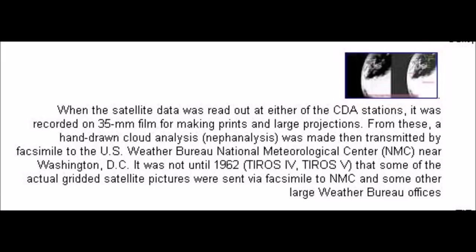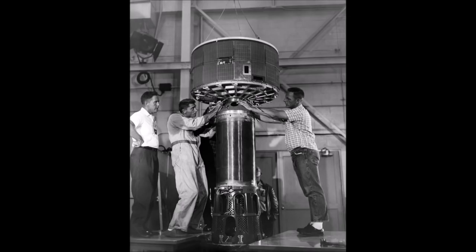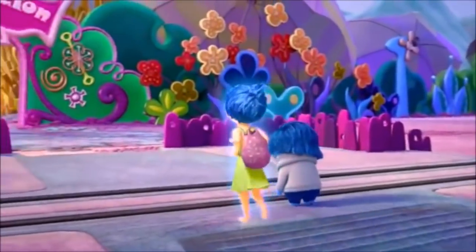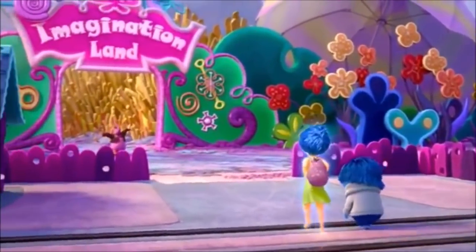So, I don't get why they have to draw these by hand if they have the pictures, but it's just so ridiculous. It was not until 1962 that some of the actual gridded satellite pictures were sent via fax to the National Meteorological Center and some other large Weather Bureau offices. So, I don't even know what to think of this. It's just ridiculous. During the 77 days it operated, the satellite sent back 19,389 usable pictures that were used in weather operations. It transmitted remotely 400 miles through the vacuum of space and through the entire atmosphere.